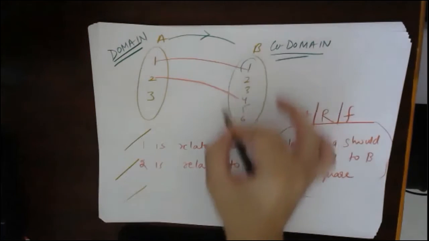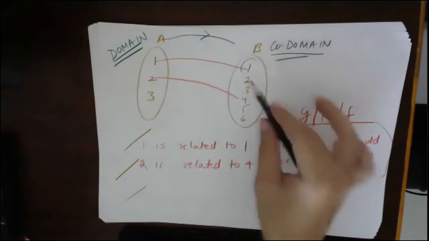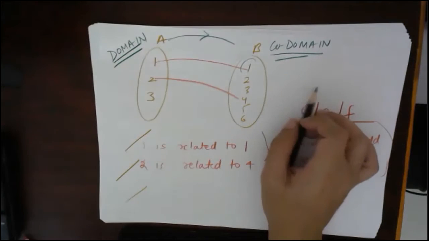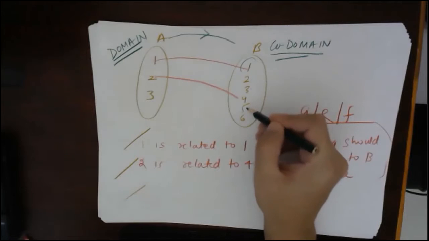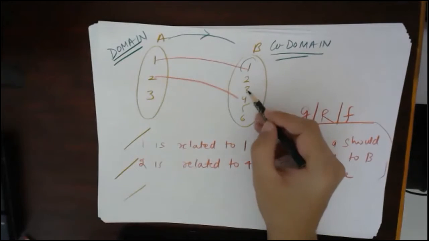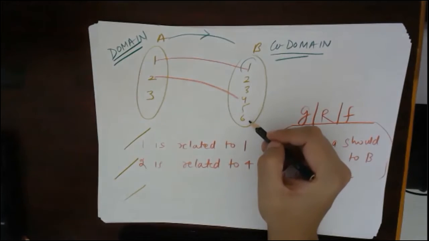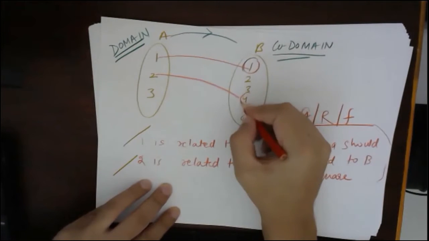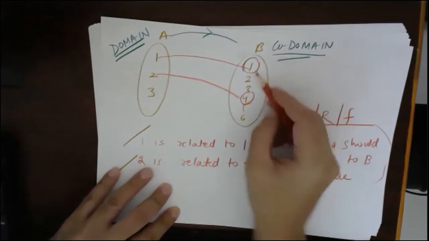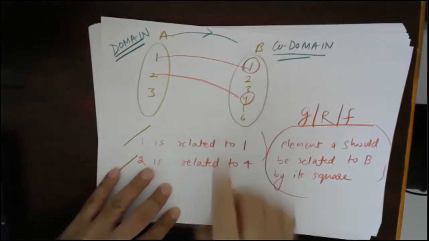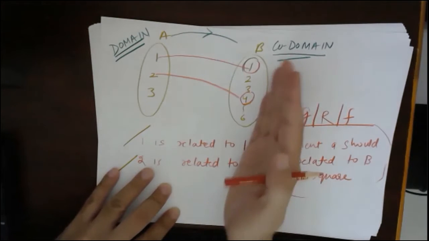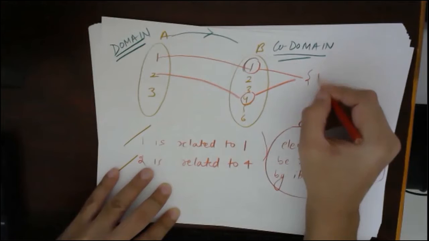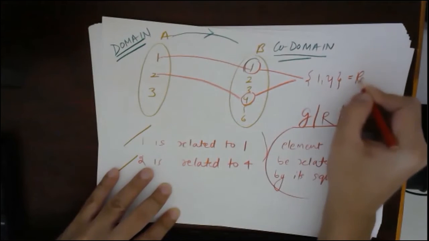Now see, this whole thing is known as codomain, even 2, 3, 5, 6. However, 2, 3, 5 and 6 are not related with any of the elements. Which elements of codomain are related? Only 1 and 4 are related. So all the elements of codomain which are related with some elements from the domain, when I club these together in a set, this set is known as range.